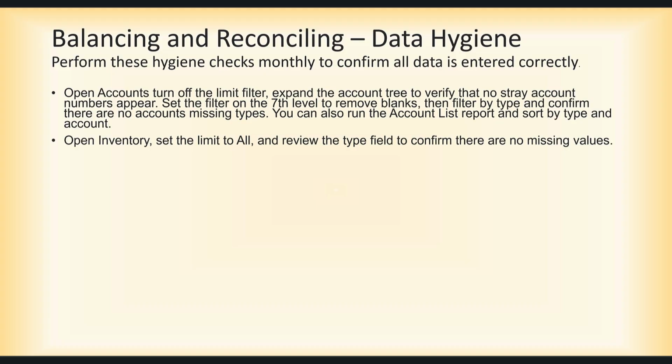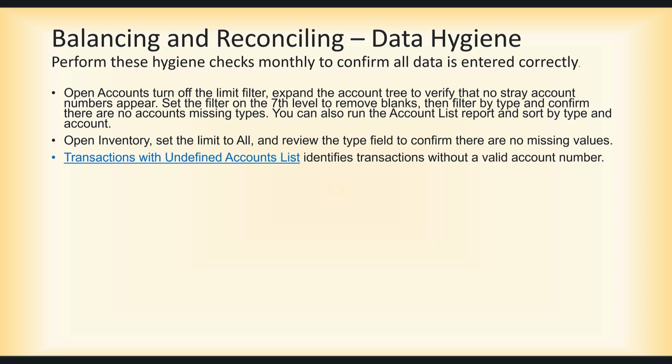Next, you should open up inventory and again go to the search grid and set the limit to all and review the type column to verify that there are no missing inventory codes with a bad type. Now, these are reports that you'll be running. This first one is transactions with undefined accounts. What this does is it looks at your transactions, and any transaction that does not have a GL account number will be flagged in this report, and those can be disastrous for certain reporting to work correctly. So you want to make sure that you don't have any transactions that show up in this report.